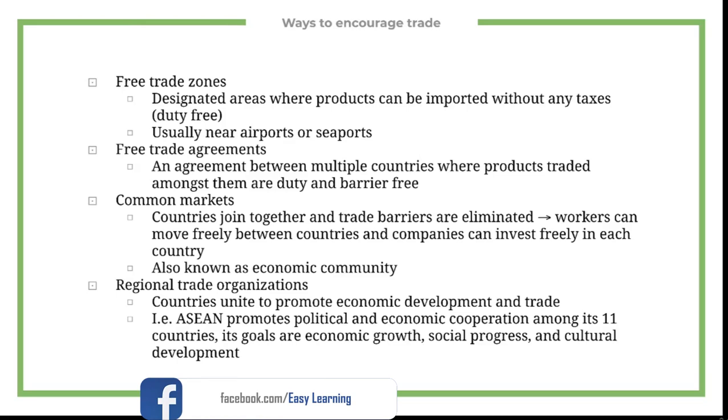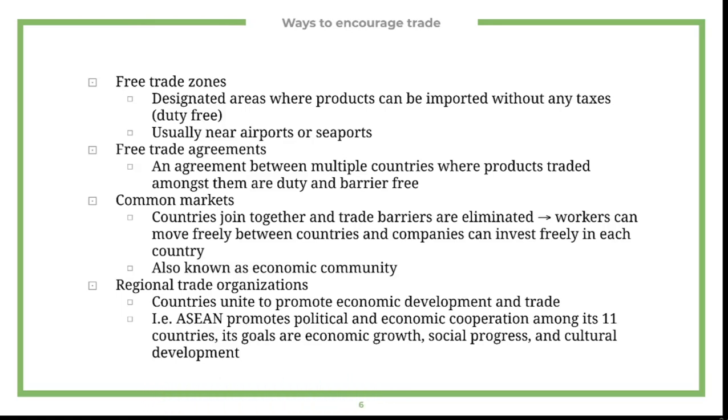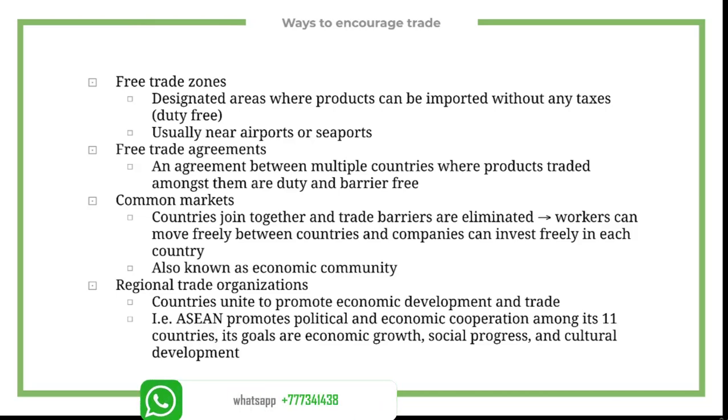And the next kind is called a common market, which is also known as an economic community. This is where countries band together and eliminate trade barriers, in the hopes that workers can move more freely between countries, and so that companies can freely invest in each of the countries that make up those common markets.